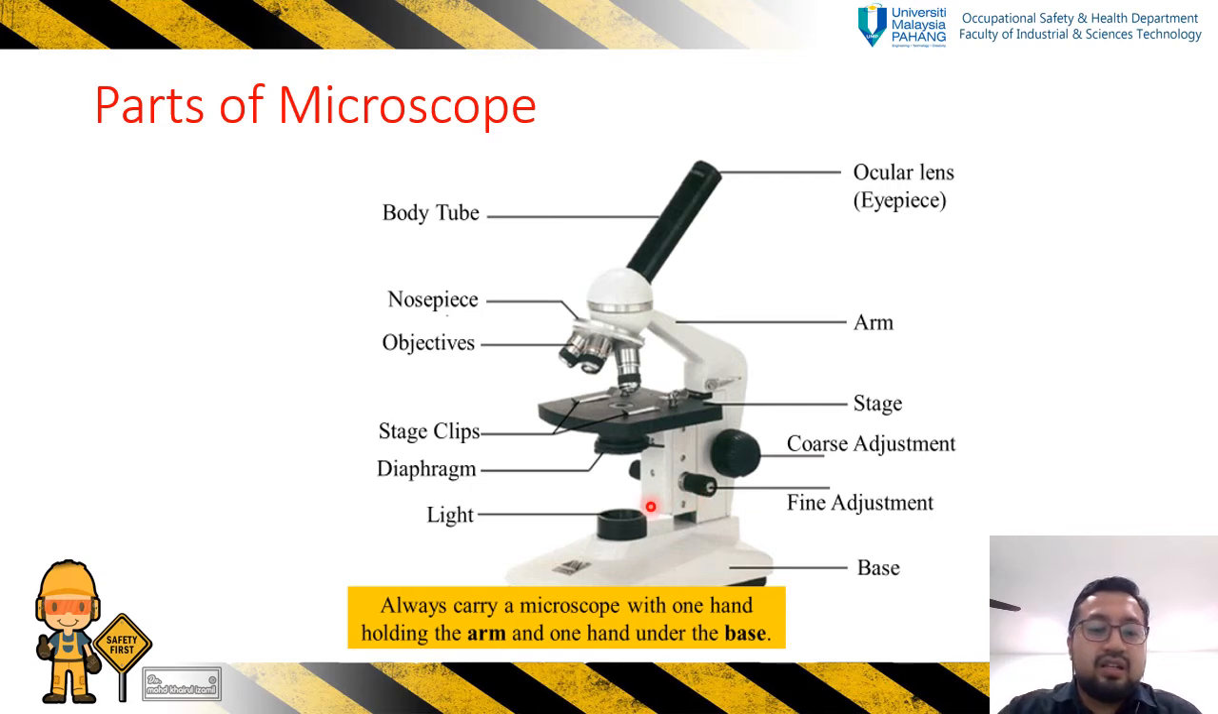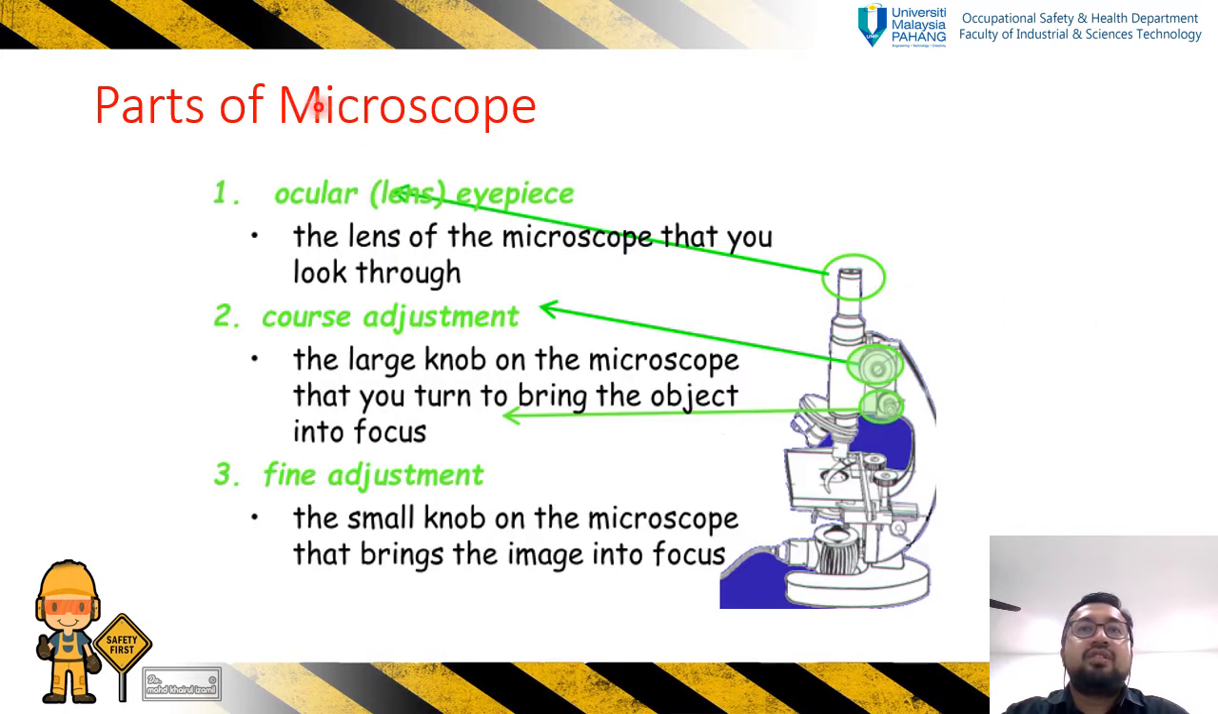And there is the light, which is reflected to here, and this is how we can see the image, and the base supports the microscope. So always carry a microscope with one hand holding the arm, and one hand under the base. Alright. So first, we will go through the parts one by one.